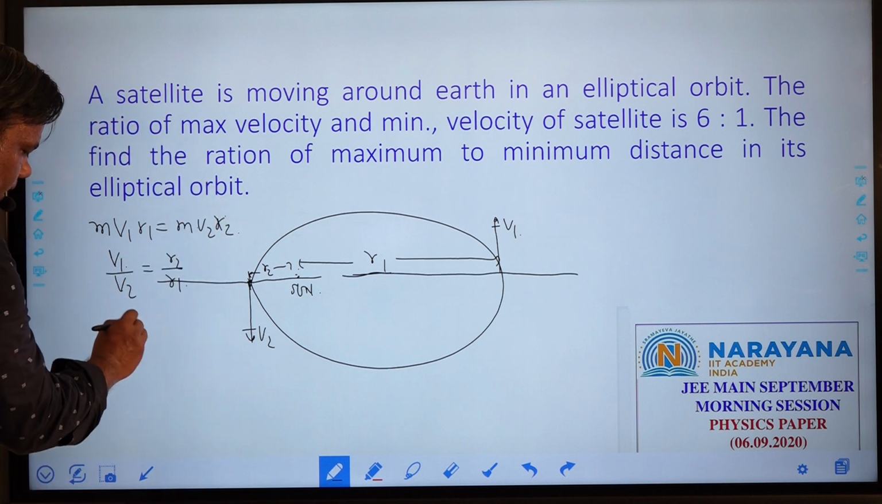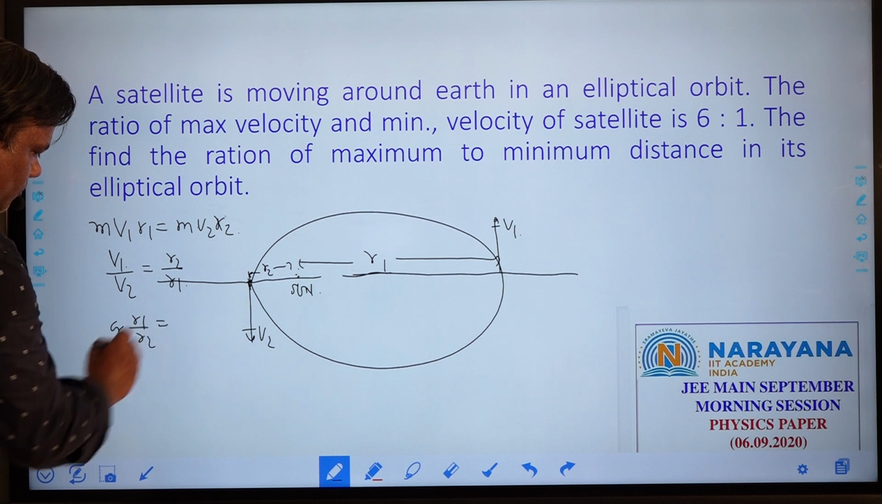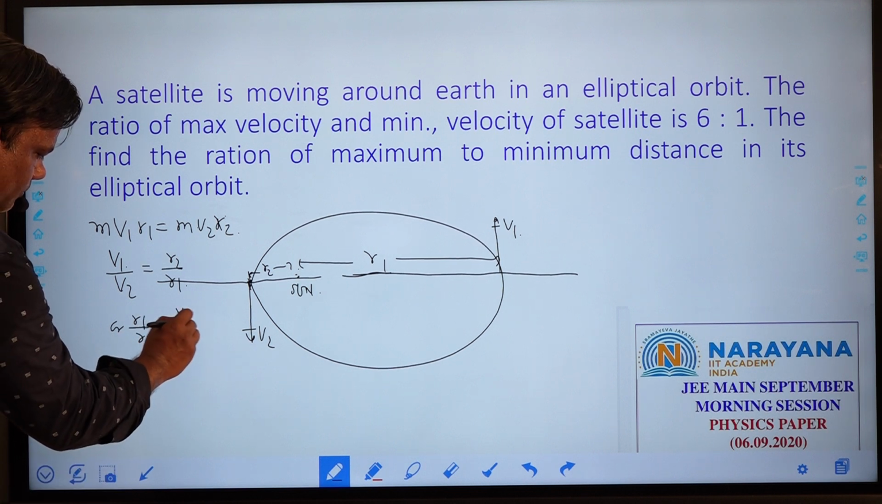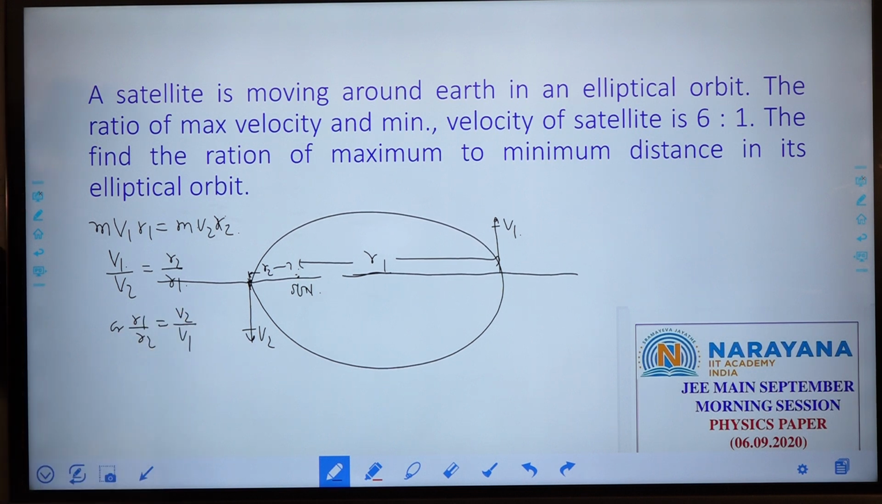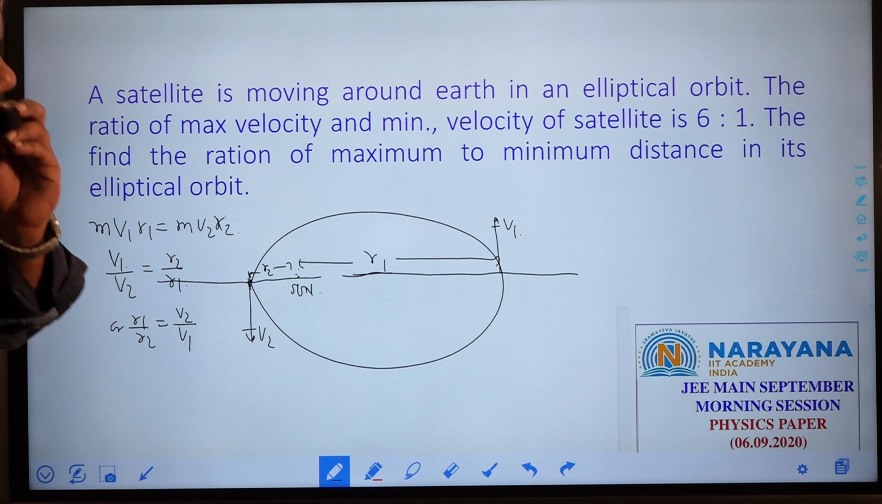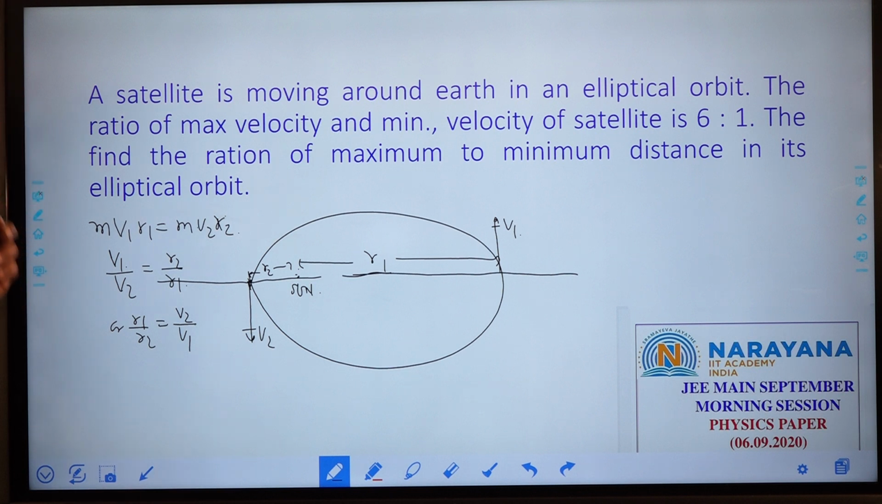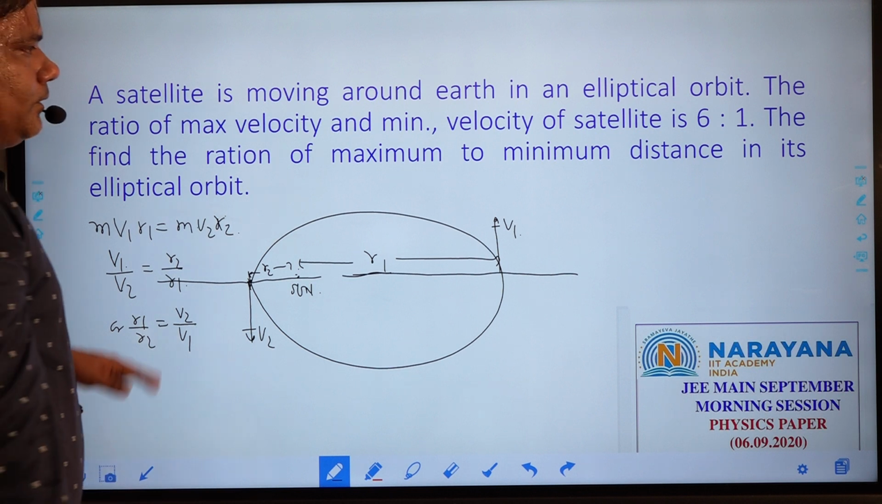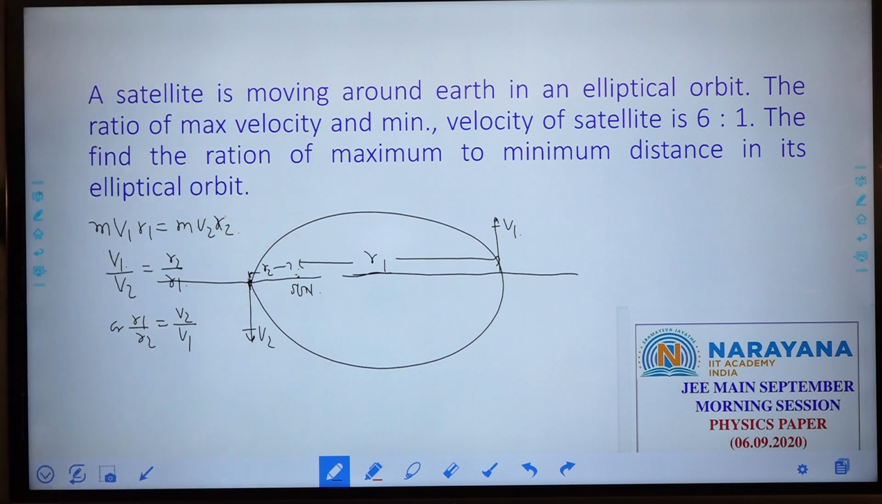So our r1 by r2 equals v2 by v1. We know that v2 by v1 is 6, so we get the ratio 1:6, he has told about velocity, so we get the ratio r1 by r2. Now this is a question based on the elliptical orbit from gravitation. Okay, now we will go for the next question.